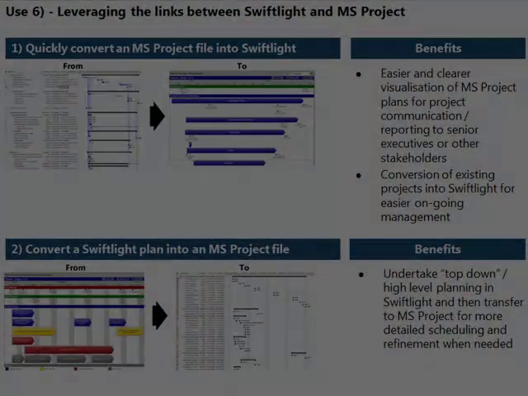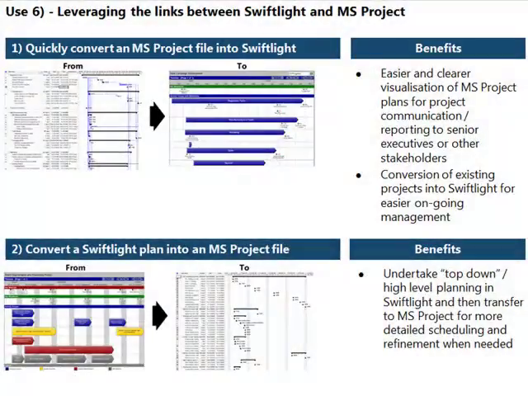Use 6, which is leveraging the links between Swiftlight and MS Project. This functionality has two uses. One, converting all or part of a detailed MS Project plan into Swiftlight to allow easier and clearer visualization and reporting of the plan. And this is particularly helpful for presentations to senior executives.